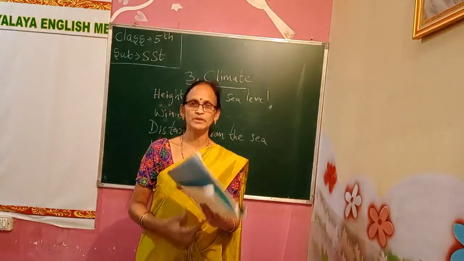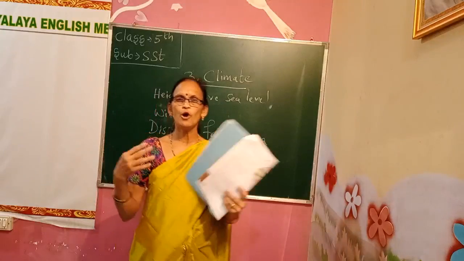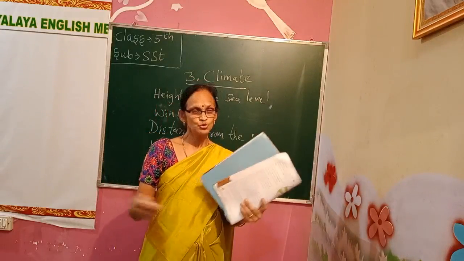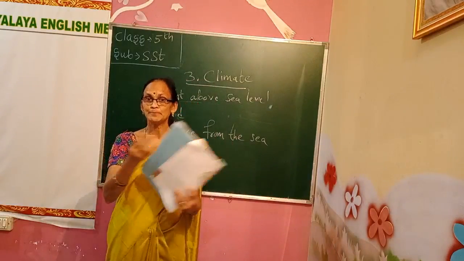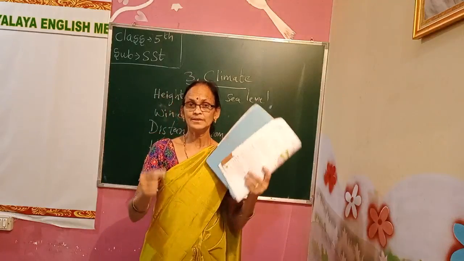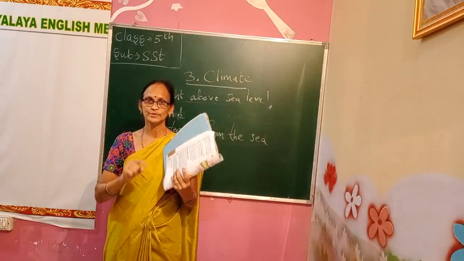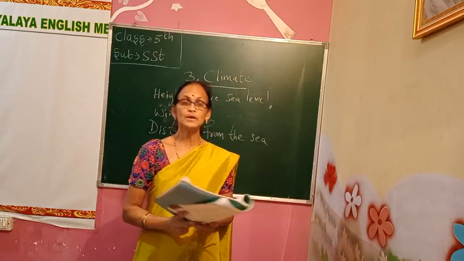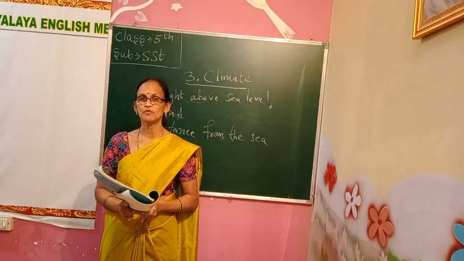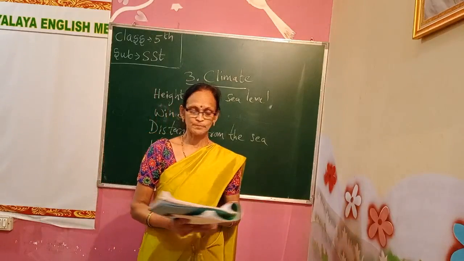The next one is humidity. What is humidity? You feel warm, you feel hot in summer season. Though you are not under the sun, you feel hot. It means the atmosphere is humid. Humidity is the presence of water vapor in the air. Can you see water vapor? No, you can't see water vapor.